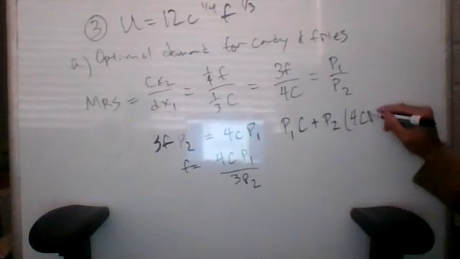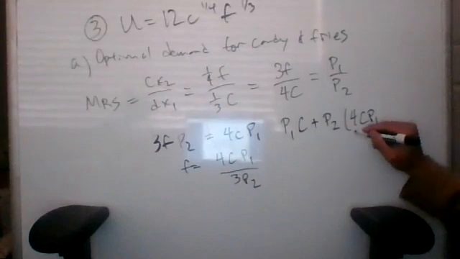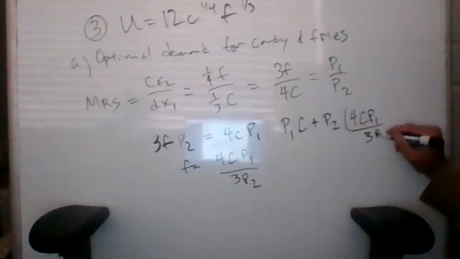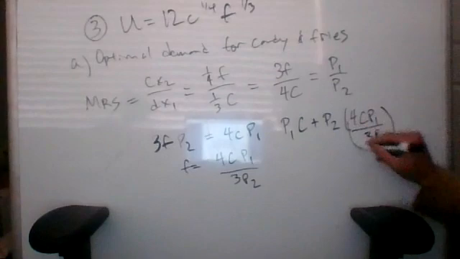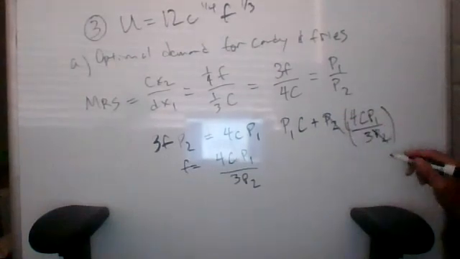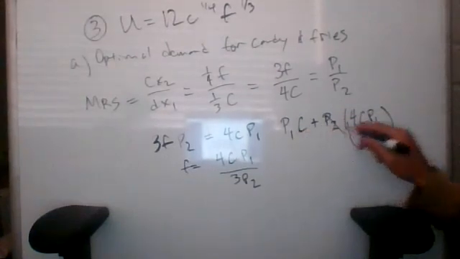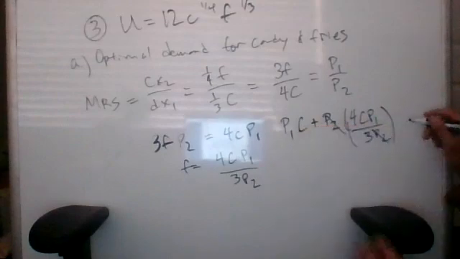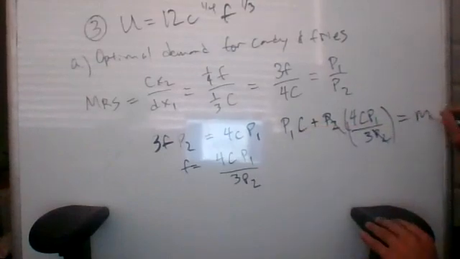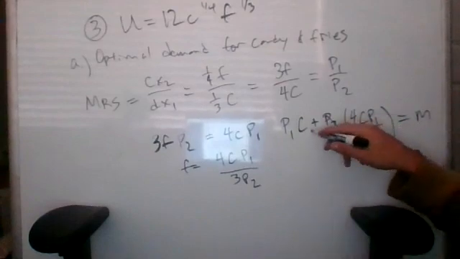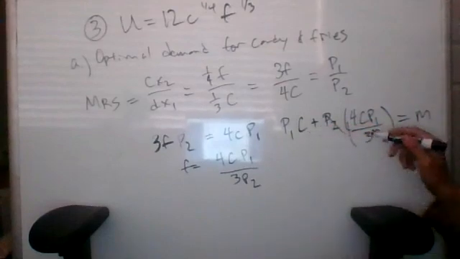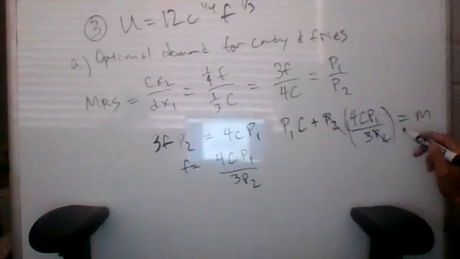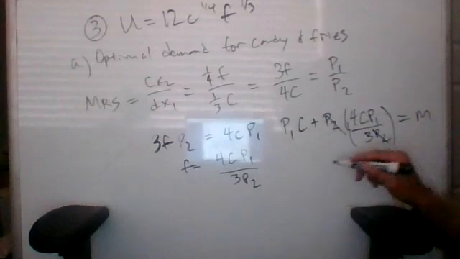So this will simplify out to 4C P1 over 3 P2, right? And this P2 will cancel out. And so I have 4C P1 over 3 plus P1 over P1 times C is equal to M, right? And it just becomes a matter of solving for C. And we're going to have it in terms of P1 and M, okay?